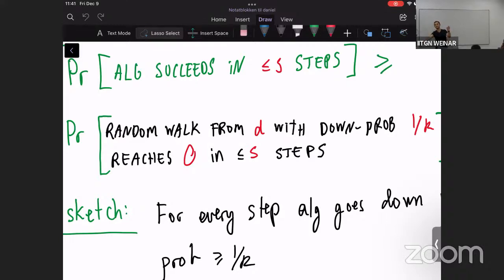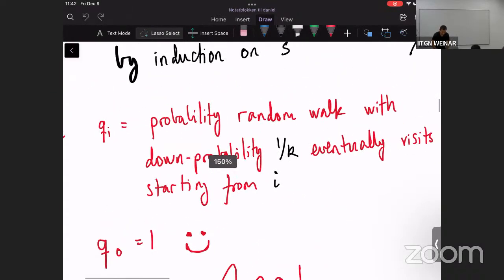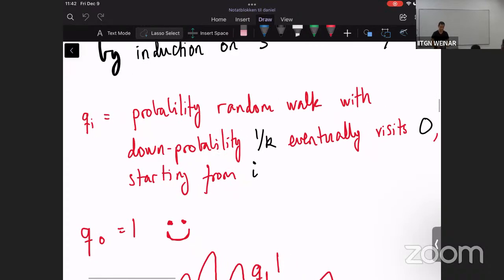Sometimes they go down to 0 and then stop. Then you're happy because they have reached 0. I mean, they're going to go up again. So sometimes that happens, right? But most of the time it just drifts nicely off into infinity without ever touching zero. So we will now be interested in the following question, rather than the probability that it reaches zero in S steps. We'll just ask, what's the probability that it reaches zero at all if you start from D? Okay, so I'm going to define Qi to be the probability that the random walk with down probability 1/k eventually visits zero if you start from i.